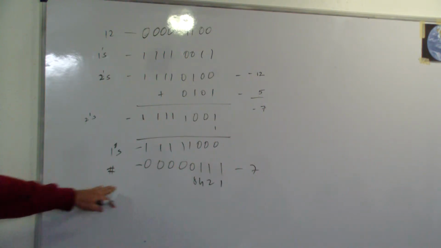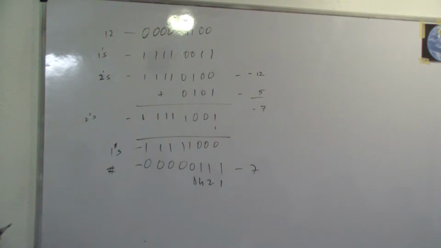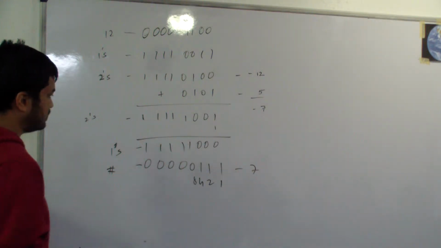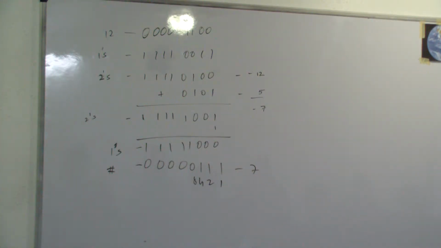That is the difference. We are representing it as plus 7, yes. We cannot read this as minus 7. Correct. Just a minute. Done.